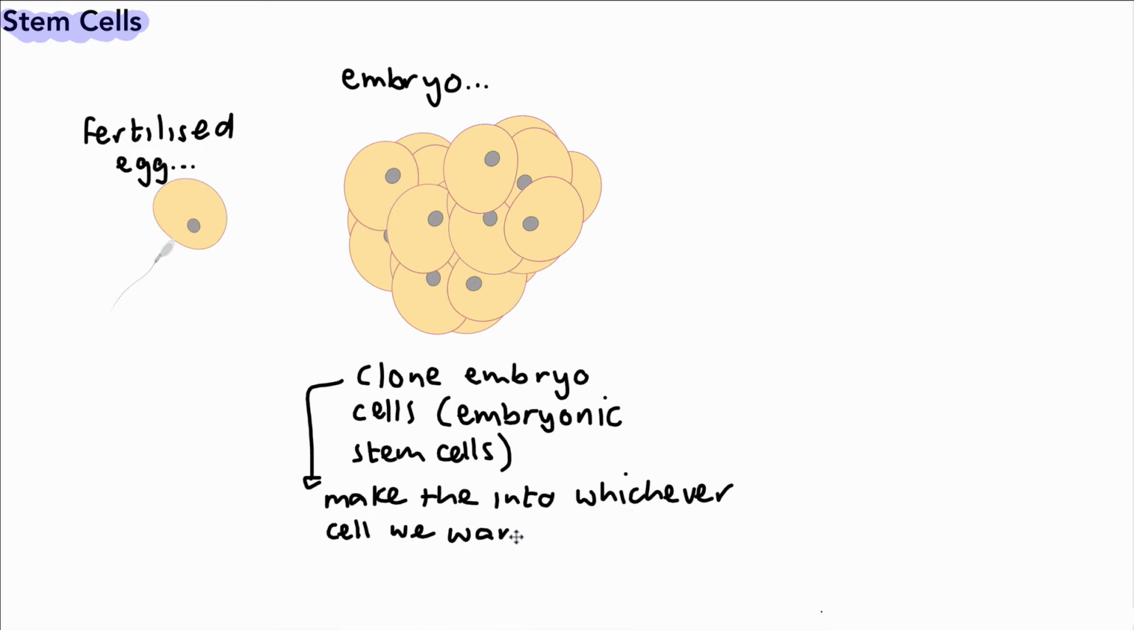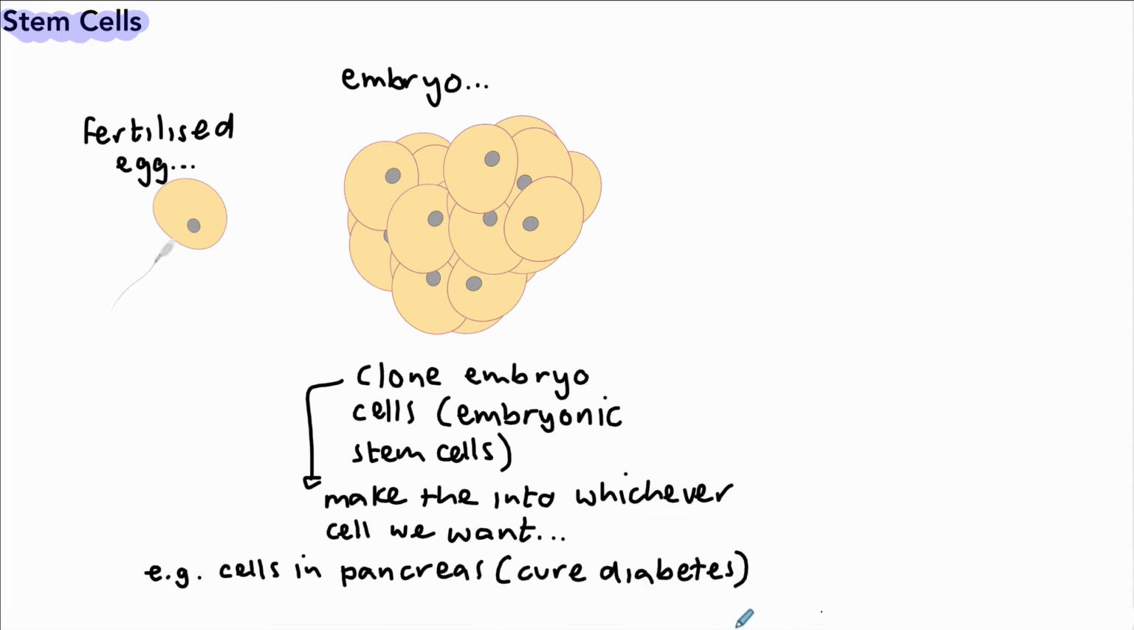So why would we do that? Well, this is where they might be useful in medical treatment. One example would be a disease called diabetes, where cells in the pancreas can't make insulin. So if we were to make these embryonic stem cells into brand new cells for the pancreas, we could cure diabetes. We could make new cells that make insulin. Another example is the treatment of paralysis. Paralysis is where we have damage to nerve cells and nerve tissue, and if we could make new nerve tissue, that would help to treat paralysis.